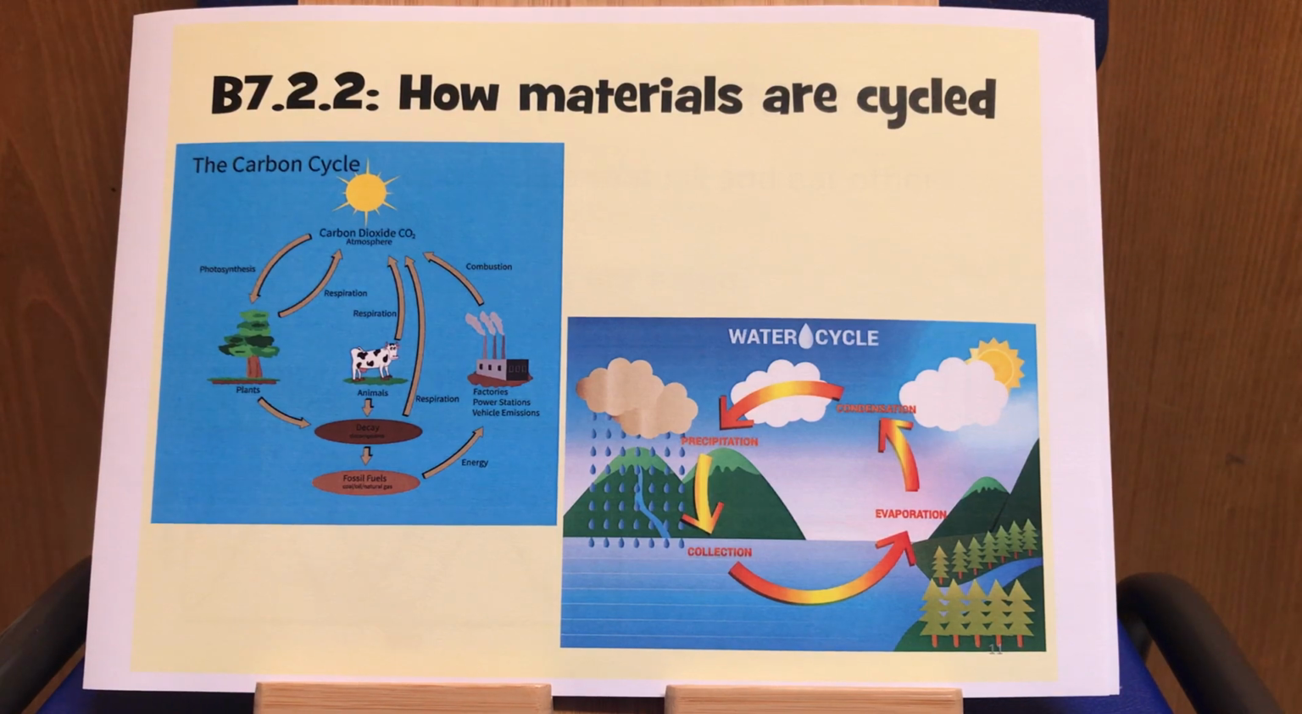When this occurs over the land, it's really good because it provides fresh water for animals to drink and to water the land, and then that runs off the land and we get collection of water that then is evaporated again. New content, we haven't seen any questions on the water cycle yet.